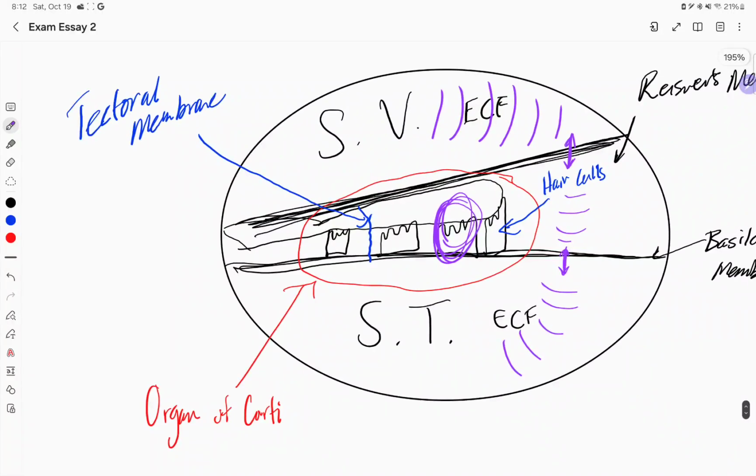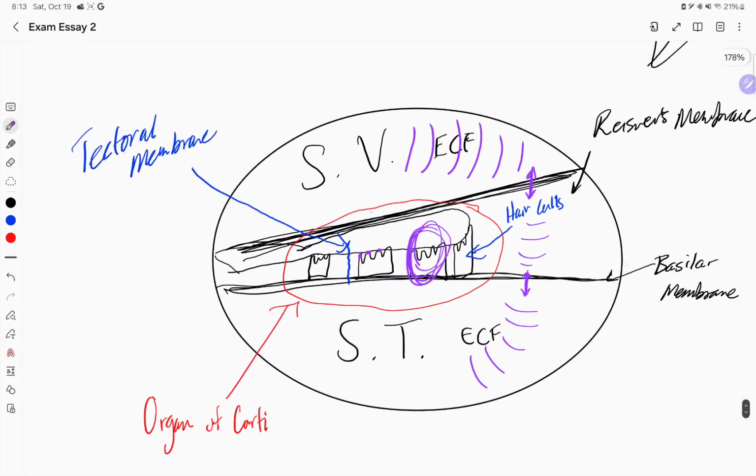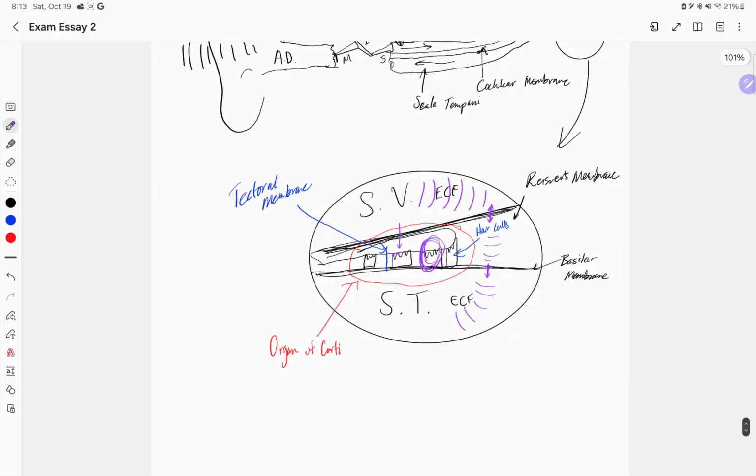Well, these cells have these little hair fibers on the ends, and those hair fibers contain mechanically gated potassium channels, and when they push up against the tectoral membrane, they kind of flex, they stretch. Because it's mechanically gated, it causes that potassium channel to open.